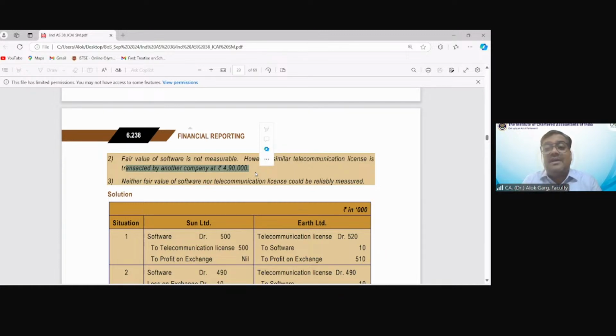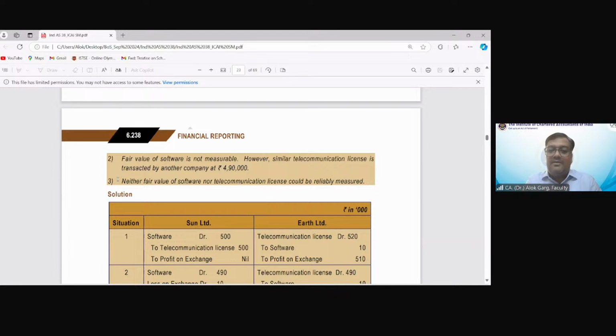So the fair value of the asset acquired is not given. So how does it matter? Our first priority is always the fair value of the asset given. So what is the accounting entry? Software account debit to telecom license, but at what value? I will debit software at 4,90,000. I need to credit the telecom license by the value which is in the books of accounts, which is 5 lakh. But I have debited 4,90,000 as software, so 10,000 will be loss on exchange, debit, which will go to the P&L.